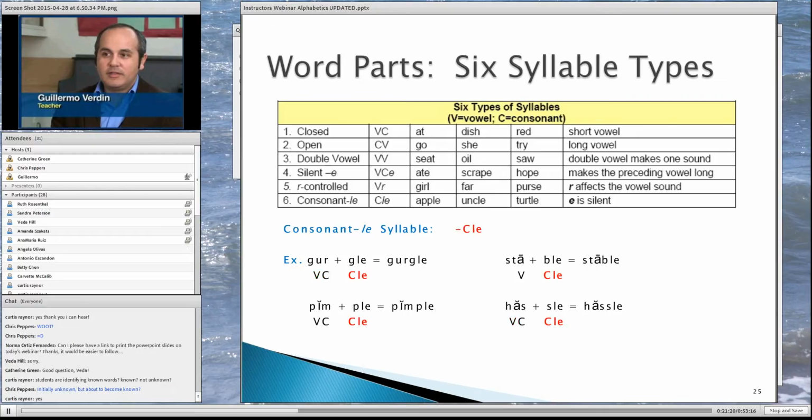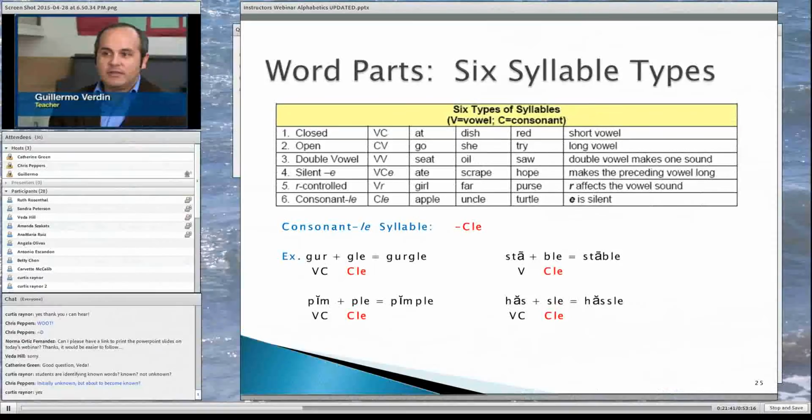The fourth syllable is the consonant LE syllable. This is a final syllable in which the E is silent. Therefore, it sounds just like the consonant. Again, on the slide, you can see words that are made up with the consonant LE syllables in combination with the closed syllable and the open syllable, which I'm about to discuss next.